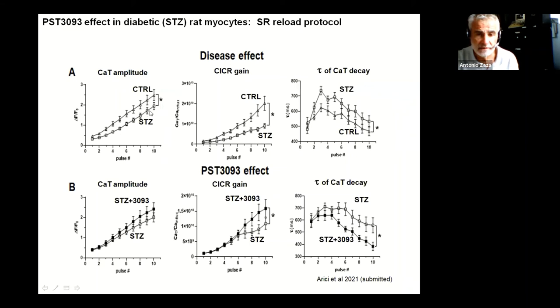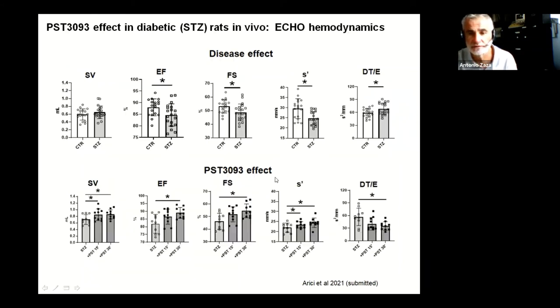And you see that diabetes brings the calcium transient amplitude curve down, brings the gain of excitation-contraction coupling down. It prolongs the time constant of calcium decay, all signs of deteriorated sarcoplasmic reticulum function. And when you apply the drug, it is actually able to revert all the changes induced by the disease. So again, amelioration of sarcoplasmic reticulum function.